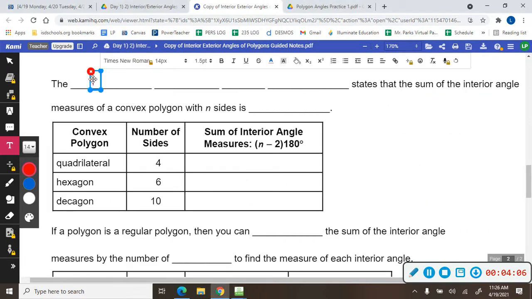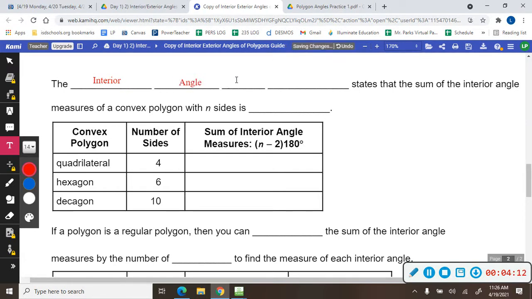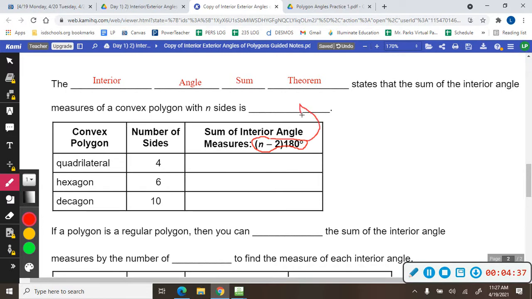So we're going to talk about the interior angle sum theorem. With the interior angle sum theorem, it'll tell you what all the angles in a shape add up to on the inside. And what it equals is actually this: n minus 2 times 180. So you can put that there. So you take the number of sides, you subtract 2, and multiply it times 180.